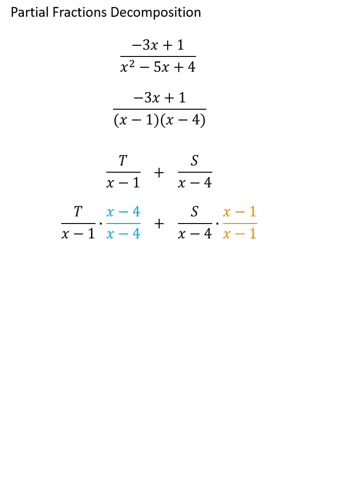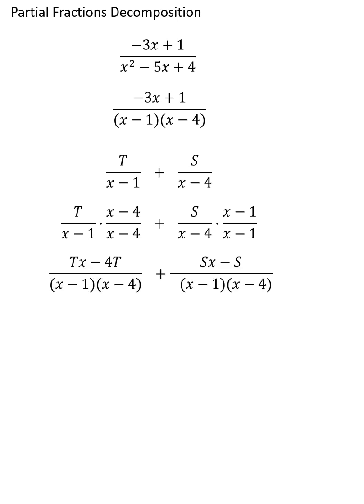So to get them to match, I will use the multiply by 1 trick. You'll notice the blue thing is a 1 and the orange thing is a 1. And by choosing these two 1s, I now have a common denominator and I can proceed to condense this into a single fraction. So I'm going to distribute the T and distribute the S. And now that I have a common denominator, I can add the numerators together.